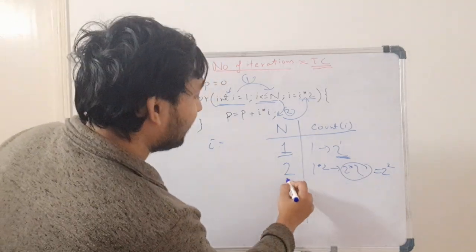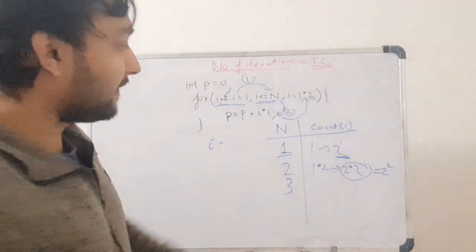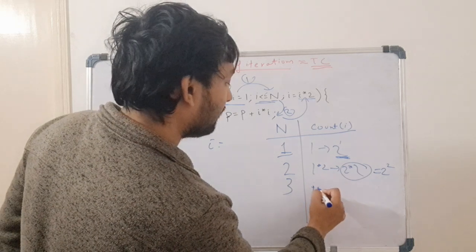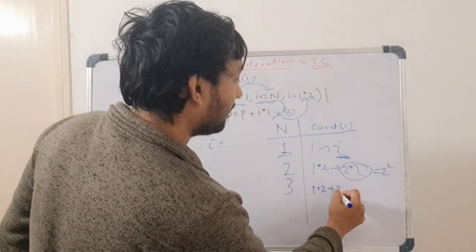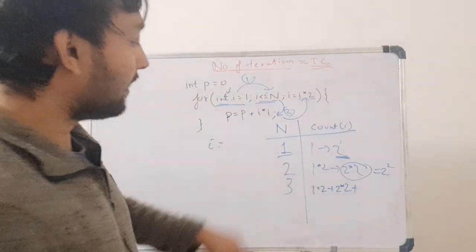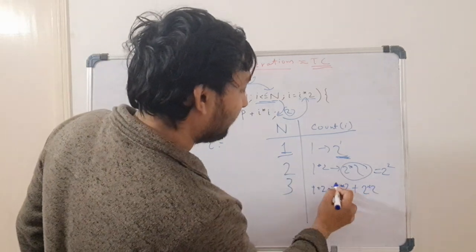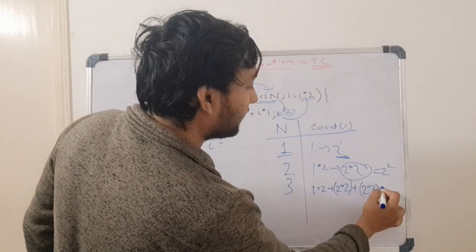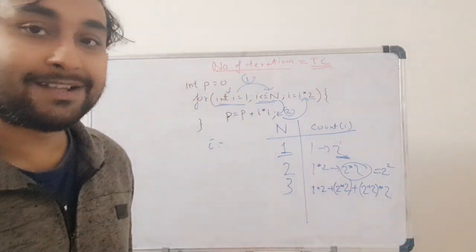If n is equal to 3, then again it will go 1 into 2, plus 2 into 2, plus this 2 into 2. What is the value currently? This again into 2. Understanding, right?